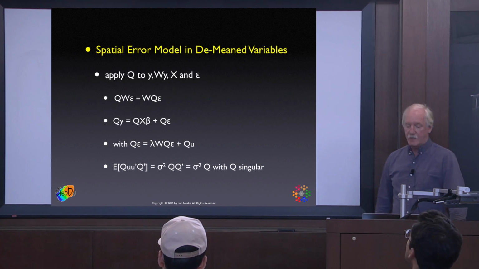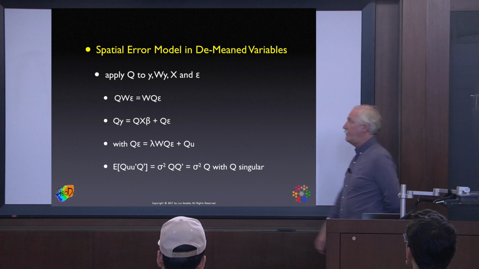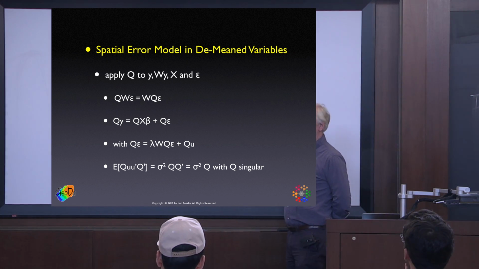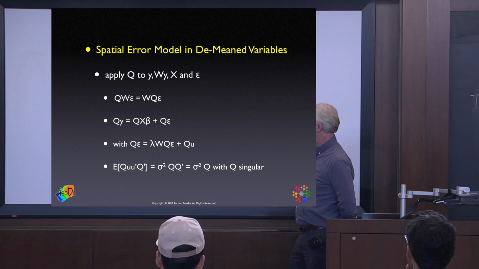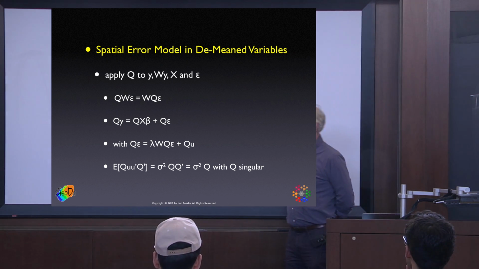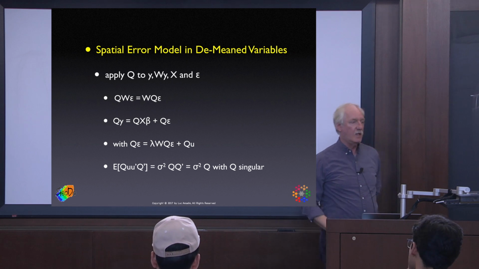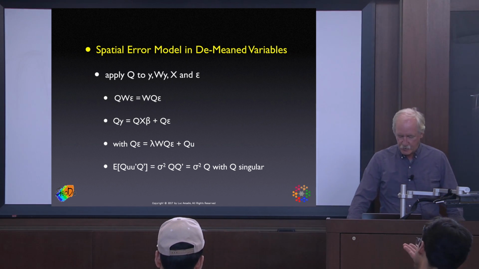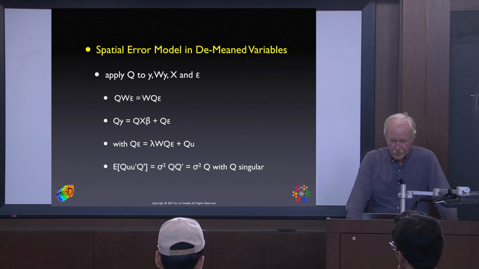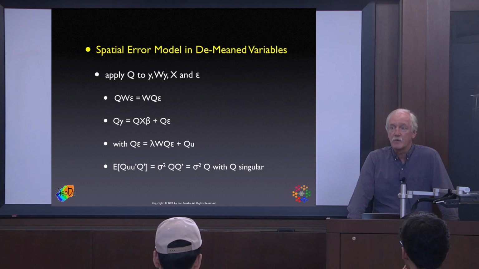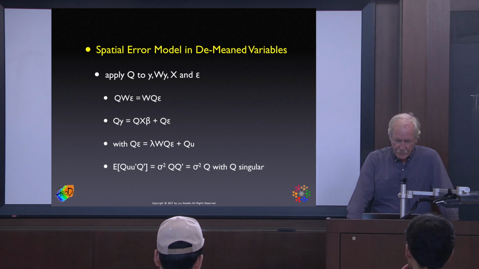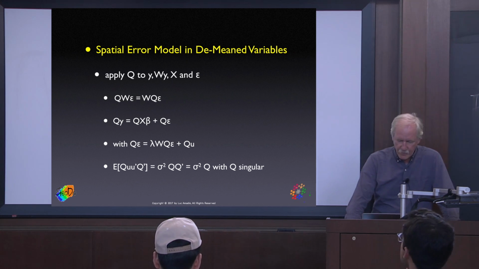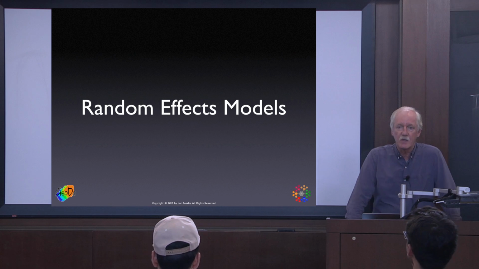Error model, same idea. Lucky for us, these transformations do not affect the model specification as such, but we have the same problem. At the end of the day, the error variance covariance matrix is singular. The inverse doesn't exist. You can get a generalized inverse, but it's not quite the same thing.